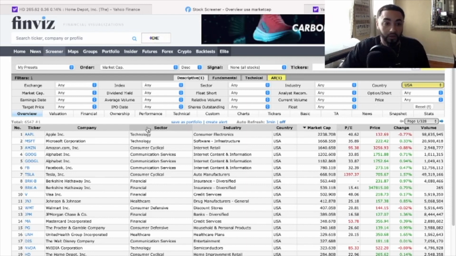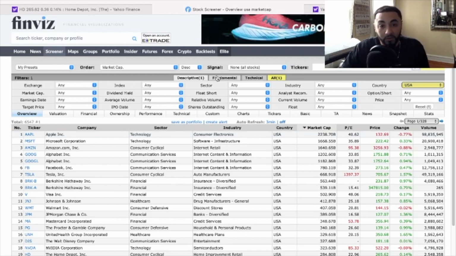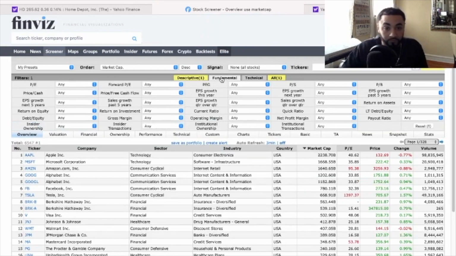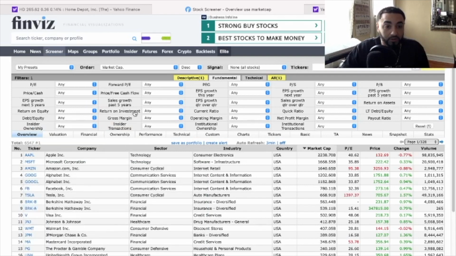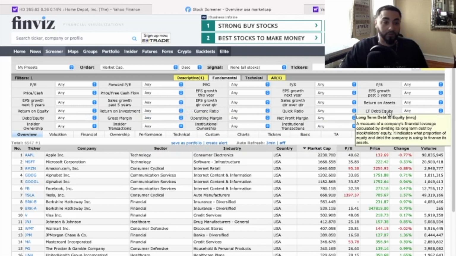So you can see right away that's going to knock us down to 6,547 shares. And then if you want to filter out using any balance sheet data, you want to click into the fundamental tab. So here you see we have a whole bunch of stuff we can filter out, but what we're going to look for is just the balance sheet items, which is just the debt to equity, the current ratio, the quick ratio, and the long-term debt to equity.